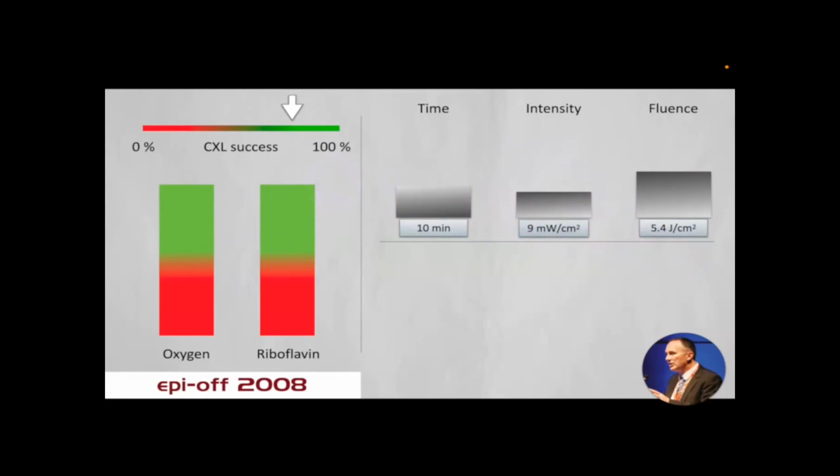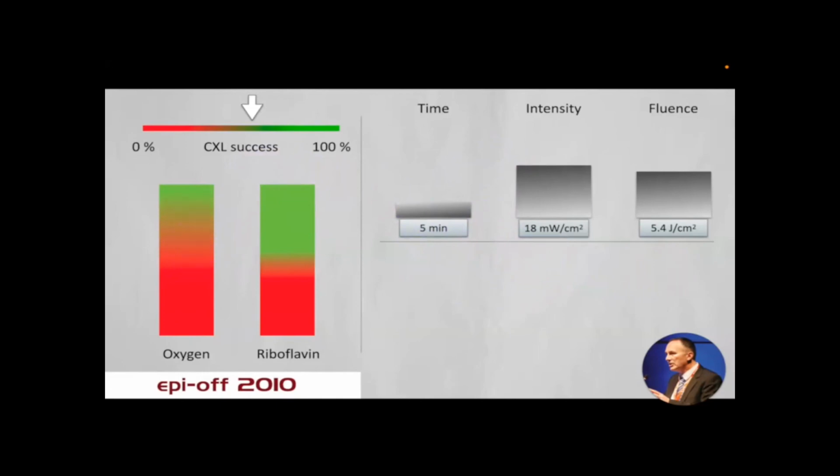I know we use this protocol in most of our adult patients, but when you have a child, you often go back to the Dresden protocol because it is even more reliable and efficient. Why? Look here. Because if you accelerate, you have a little less oxygen at this position. And if I go even faster, if I go down to 5 minutes at 18 milliwatts, still the same total fluence, then the success will go further down because you have even less oxygen at this position.